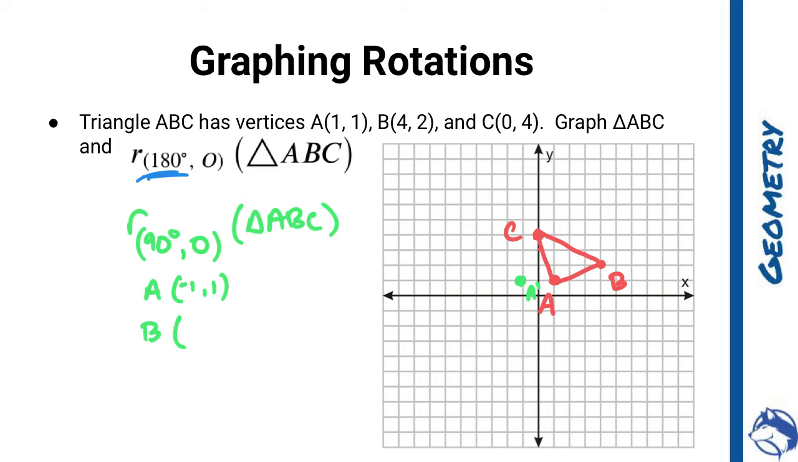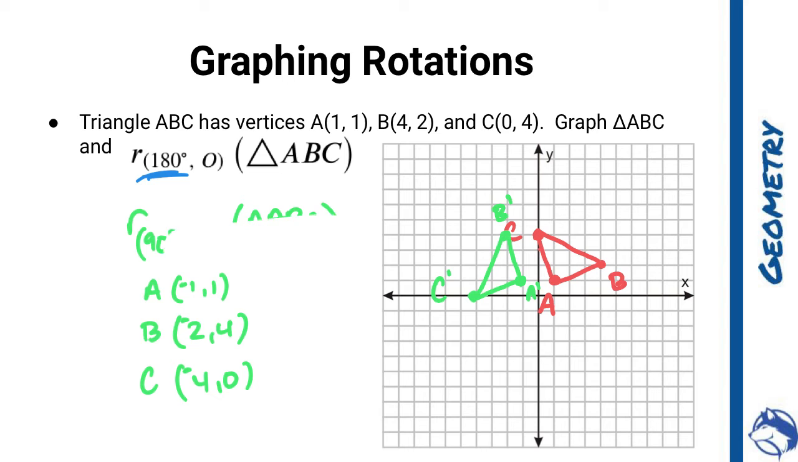And then think of B. Since it's 4, 2, I now know it's going to be 2, 4. And just like before, the x's are negative in this scenario. So negative 2, 4. That's my B prime up here. Last one is C. I went from 0, 4 to 4, 0, and x's are negative. So that's where I'm going to go. Negative 4, 0. That's my C prime. So this would be if I did a 90-degree rotation.